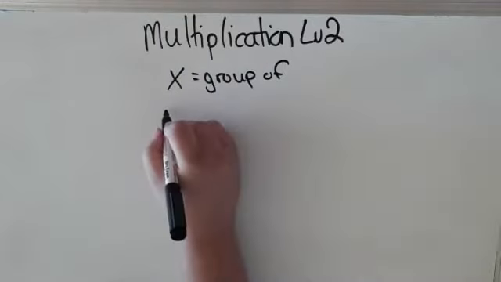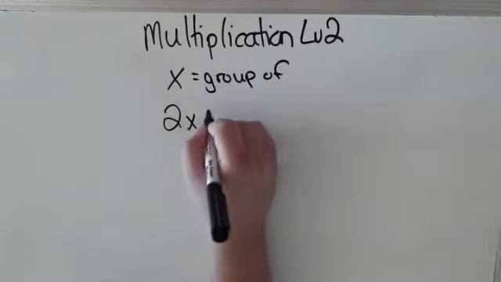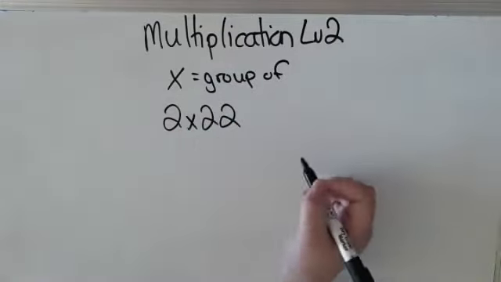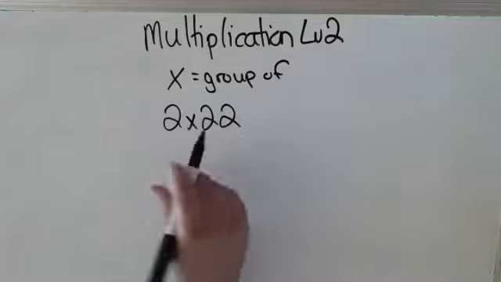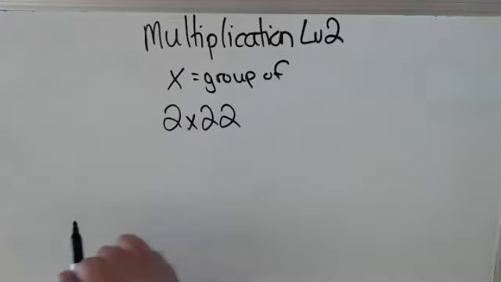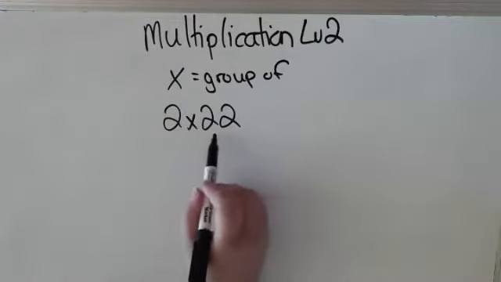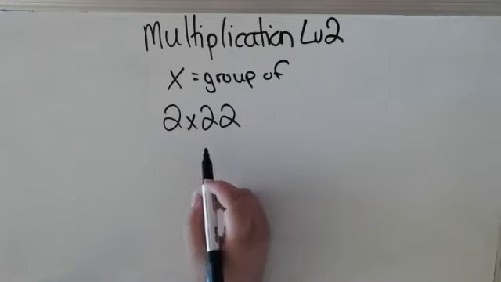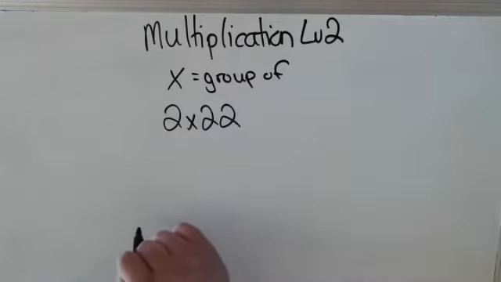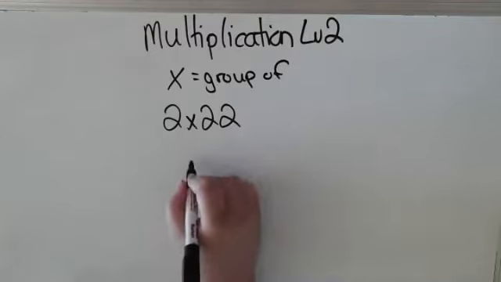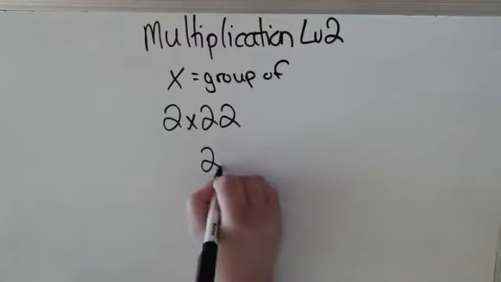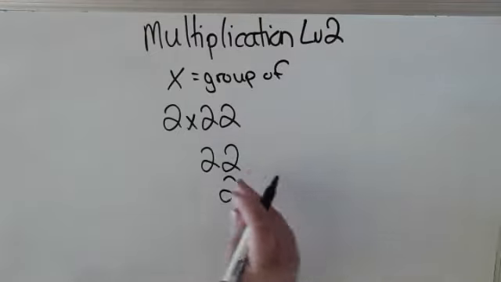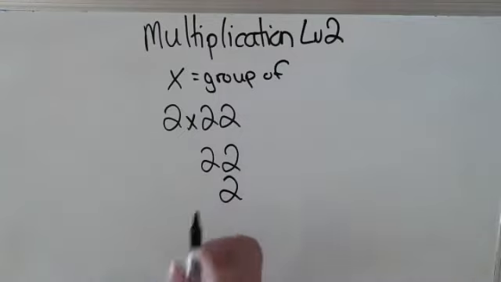So we're looking for groups of, so let's say we're looking at 2 groups of 22, or 22 groups of 2. As we said, the factors can be switched around. If we're looking at this and we're saying, hey, how do I solve that? How I do it is I put it in column method. Column method, as it sounds, is you put the numbers in columns. So 22 and 2, I like to put the biggest number on top. It makes my life easier.